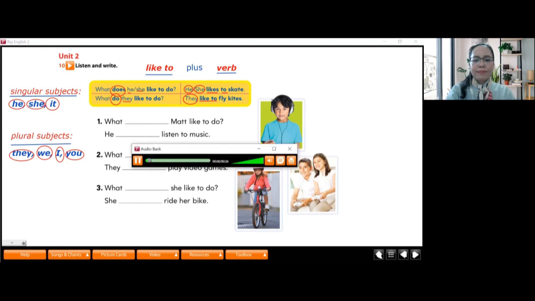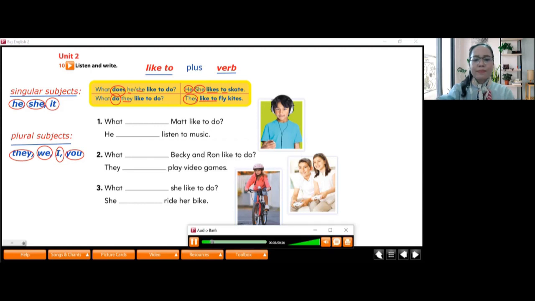Listen and write. 1, What does Matt like to do? He likes to listen to music. 2, What do Becky and Ron like to do? They like to play video games. 3, What does she like to do? She likes to ride her bike.